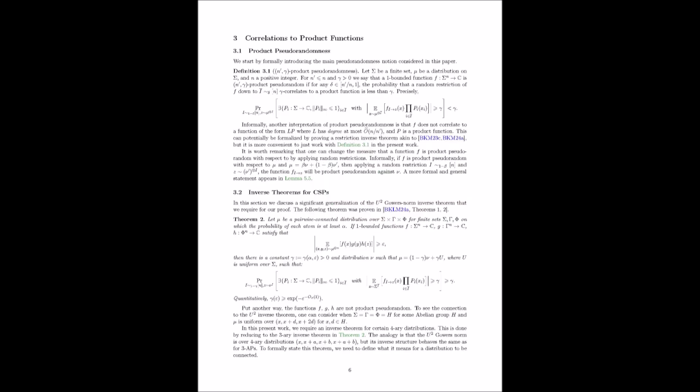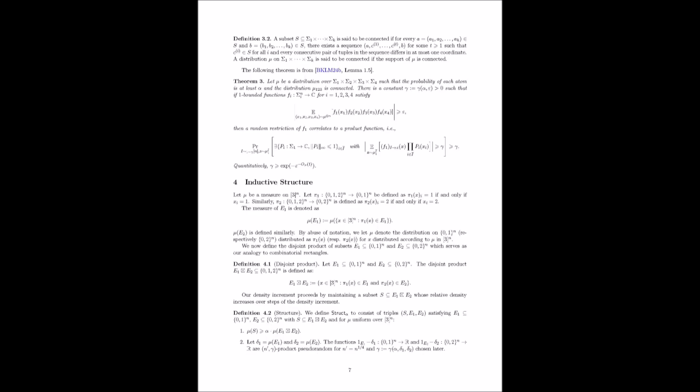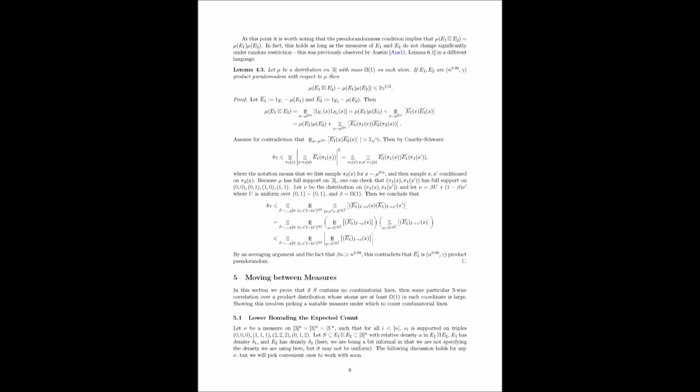They're crucial for the density increment argument. The idea is to begin with a set S that's dense within the disjoint product of some sets E1 and E2. Then they prove that if S doesn't contain a combinatorial line, it must be even denser within the disjoint product of some smaller sets, E1 prime and E2 prime. So it's like a process of repeatedly focusing on the densest regions, zooming in further and further. Exactly. A key aspect of making this work is ensuring that E1 and E2 are product pseudorandom.